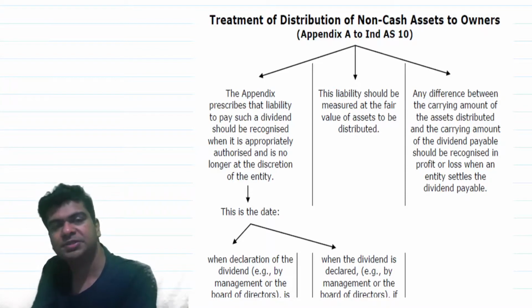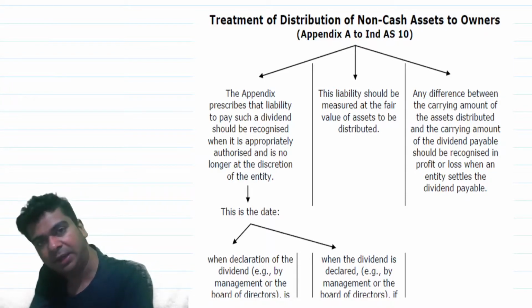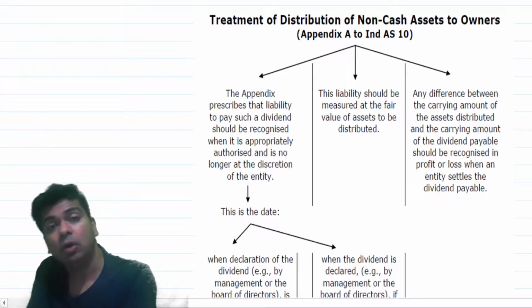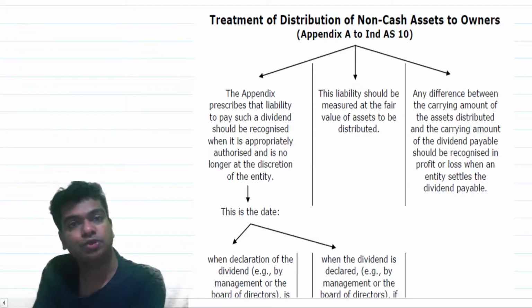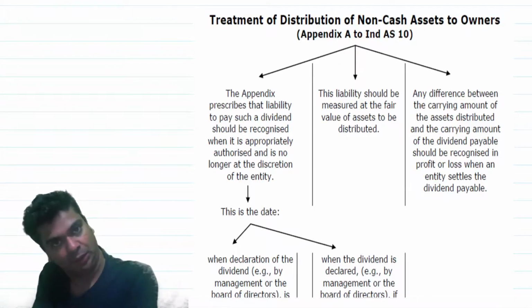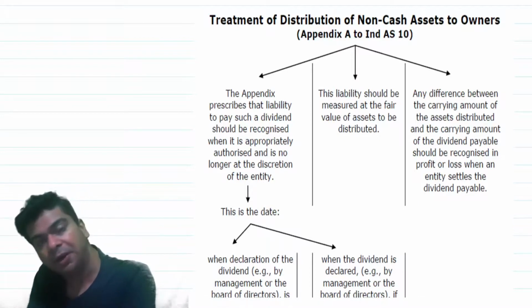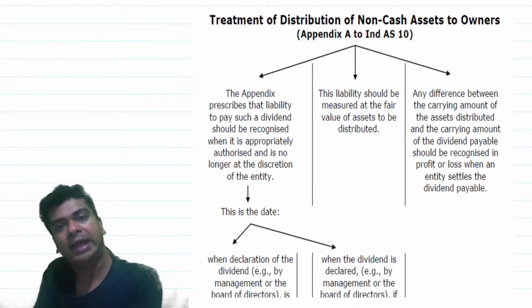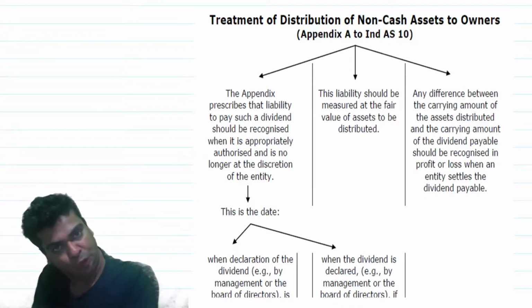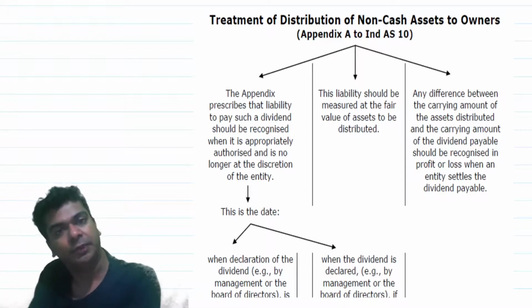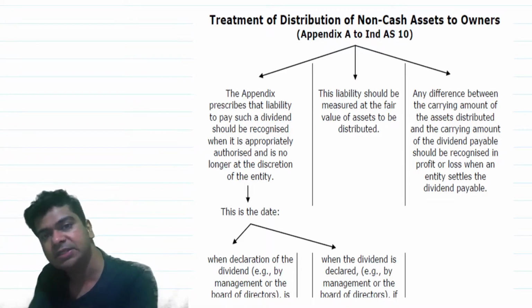It is not necessary that dividend shall always be paid in cash. Dividend can also be paid in the form of distribution of a non-cash asset amongst the owners of the entity. This is what we can refer to as a non-cash dividend. How should non-cash dividend be treated? This is the subject matter of Appendix A to Ind AS 10.